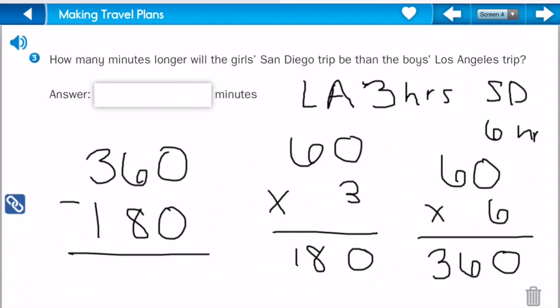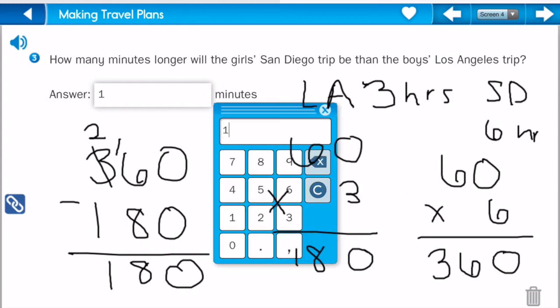If we subtract it, we can't subtract this, so we have to borrow. 16 minus 8 is 8. 2 minus 1 is 1. So our answer is 180 minutes.